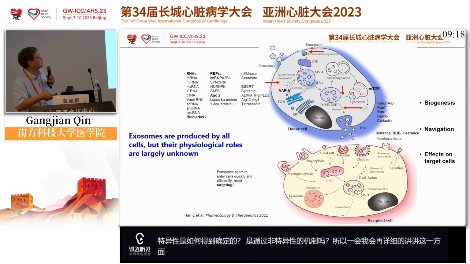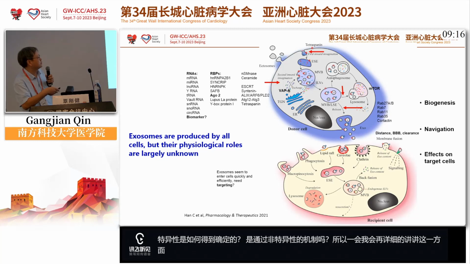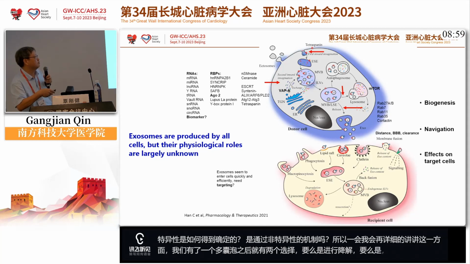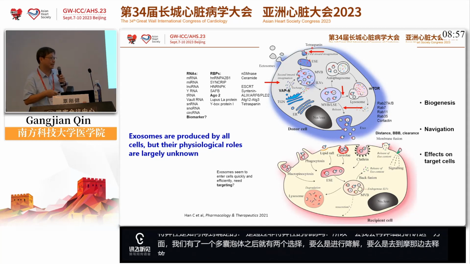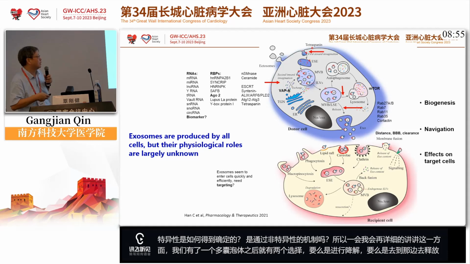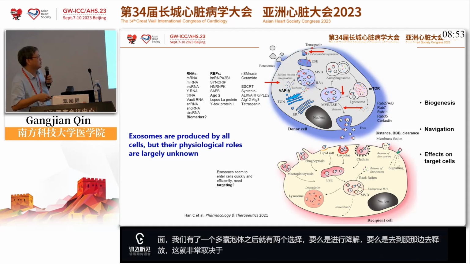Also, once they have a multivesicular body, they have two choices to make: either go to a lysosome to degrade, or traffic to the membrane, dock on the membrane and release. Whether they go this way or that way, I think, is very highly dependent on the metabolic states of the cells. There are a lot of processes in there.